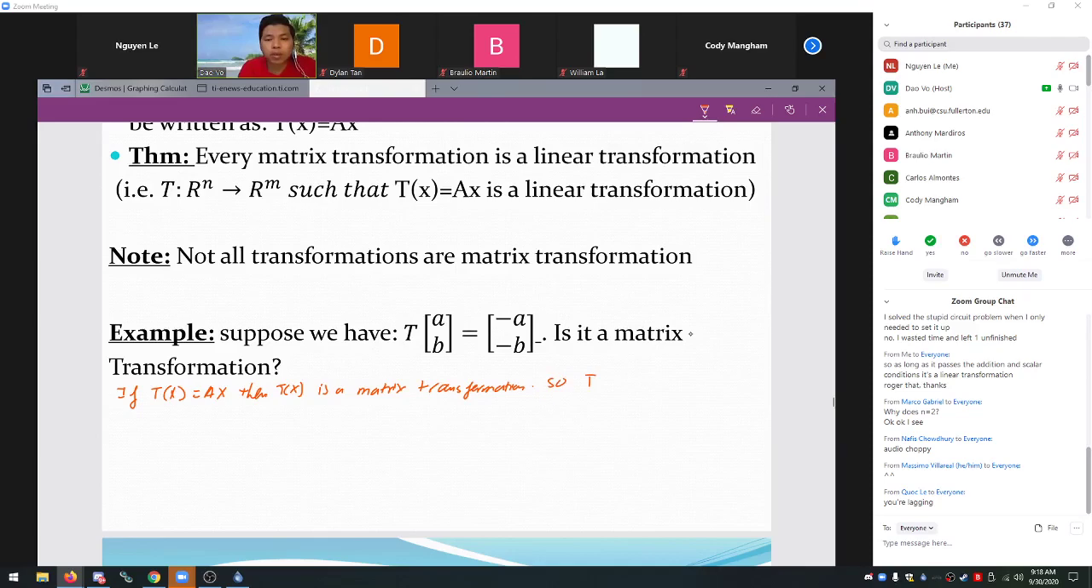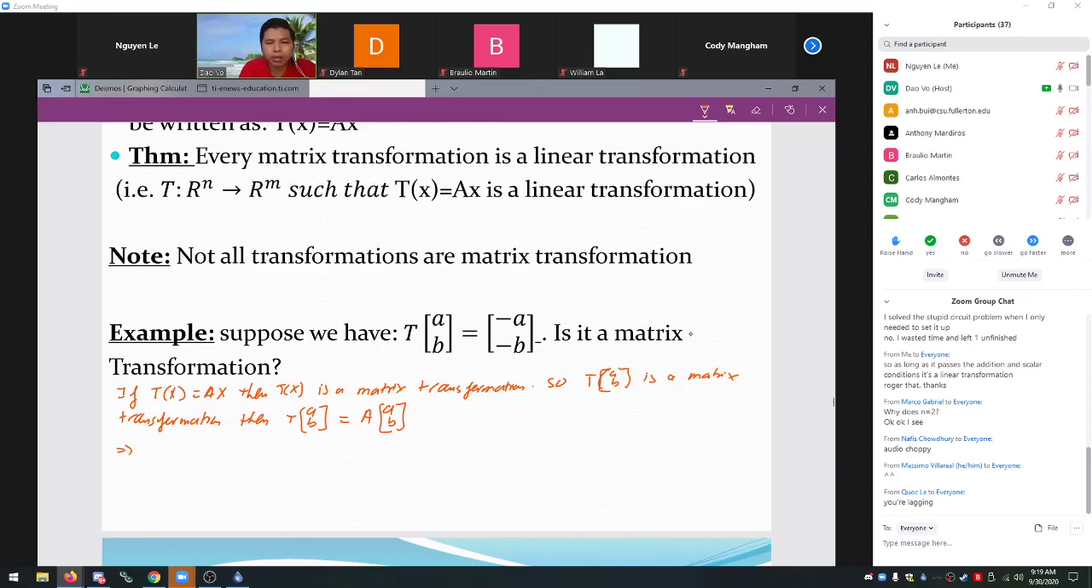So T of AB is a matrix transformation. Then T of AB must equal A times AB. So we must show that. I think we did that before. Okay. All right.